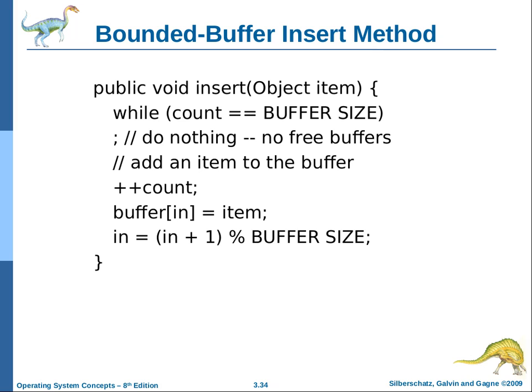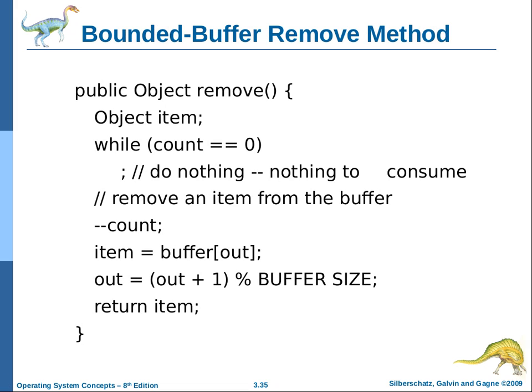It increments by 1. And why is it modding by buffer size? Because buffer size is 5, so it goes back to 0. It's going to be a circular buffer, because once it gets to the end, it goes back to the beginning. All right, that's insert. How about remove?